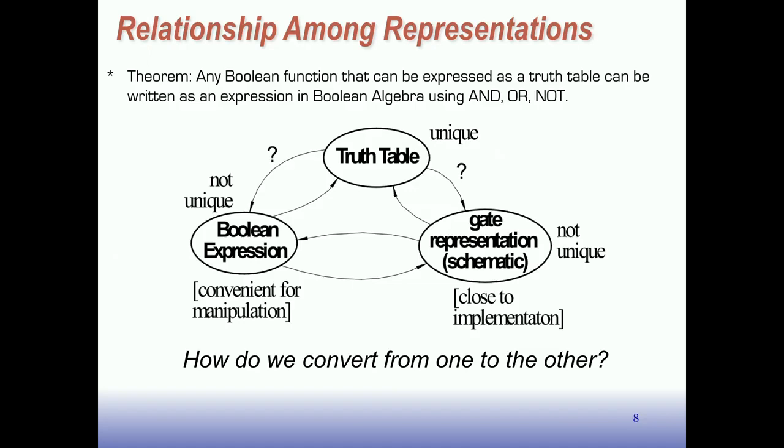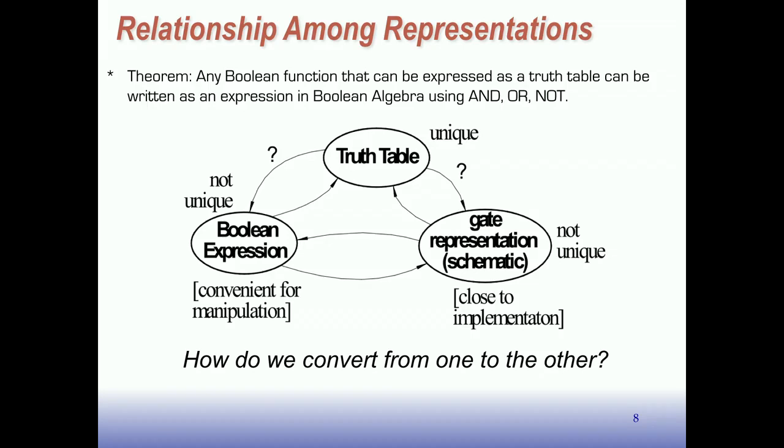So the hard part really is how do you go from a truth table to a Boolean expression? Or how do you go from a truth table to a gate level representation? Usually the way we do it is we go from truth table to Boolean expression. Once we have the Boolean expression, then we can form the gate level representation. So it all boils down to this one question mark here. How do we go from a truth table to a Boolean expression? And we'll talk about that in a few minutes.